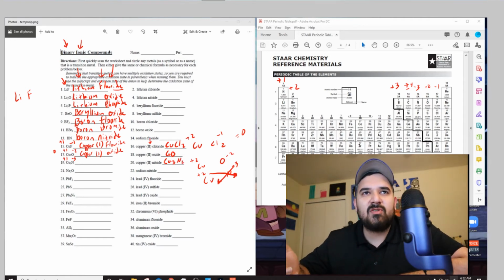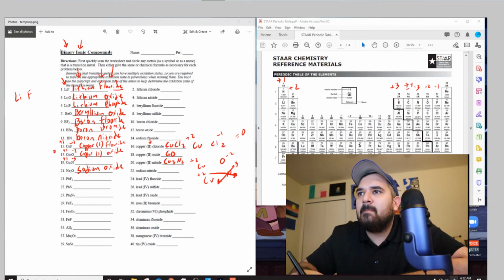But it's not that much more difficult than the ones before it. All you're doing is the crisscross method. So let's go ahead and get this one. So here we have sodium oxide. Here we have sodium nitride.